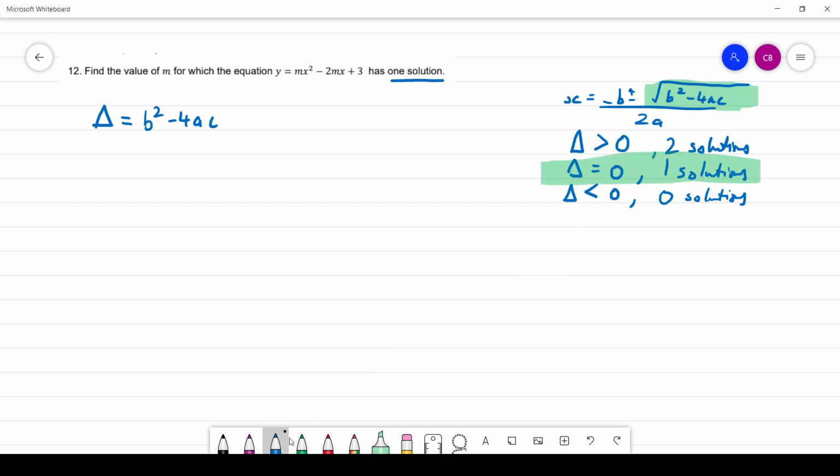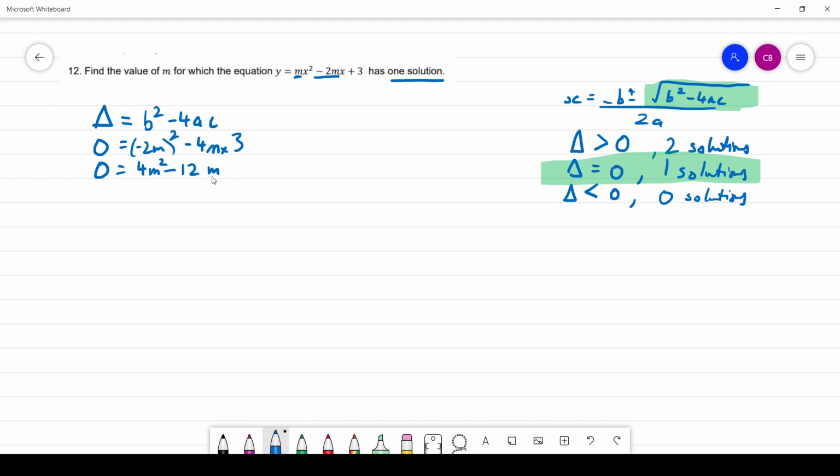That's it. Makes sense? Let's have a go. Let's see what we can do. So the discriminant, we want it to be 0, so let's make it 0. The b value is this, negative 2m. I'm just going to put that in brackets, squared, minus 4a. A is just the m, so 4m, and c is 3, times by 3. Let's expand, see what's happening. Negative 2m times negative 2m will be 4m squared, minus 12m.